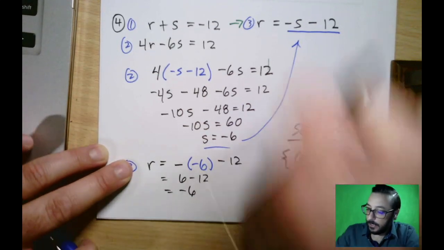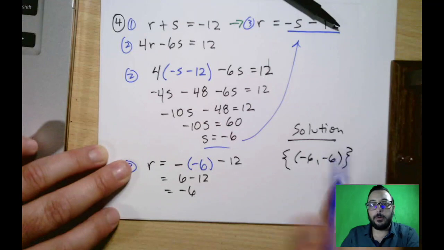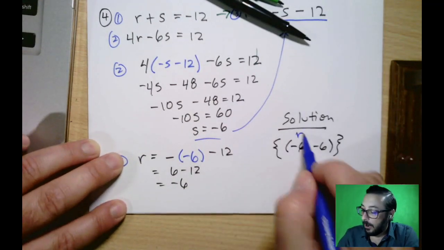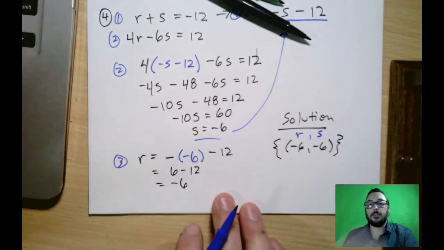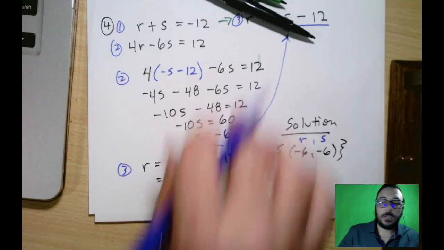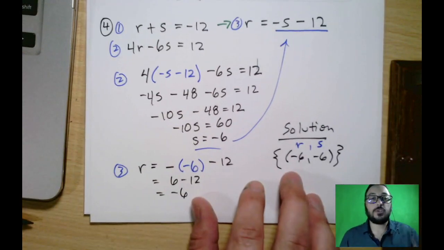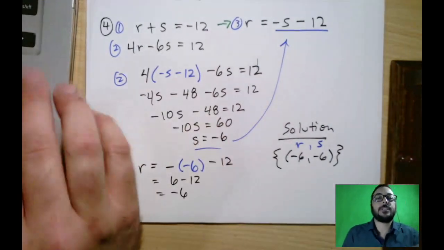Now be careful here, right? Whenever we put ordered pairs together, we put them in alphabetical order. So this is r comma s, just to be r comes before s, right? So that is solving systems of equations by substitution. And we're going to stop there for today.